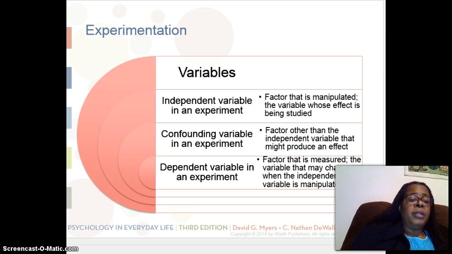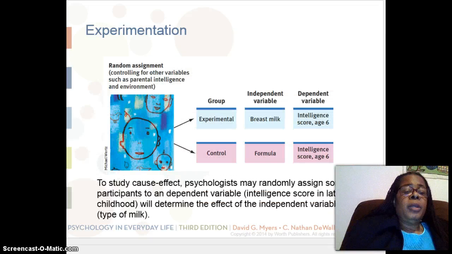So when we look at, let's say, the effect of caffeine on heart rate, we would look at the level of the heart rate as a result of people having taken in caffeine. And that level of that heart rate, that would be our dependent variable.